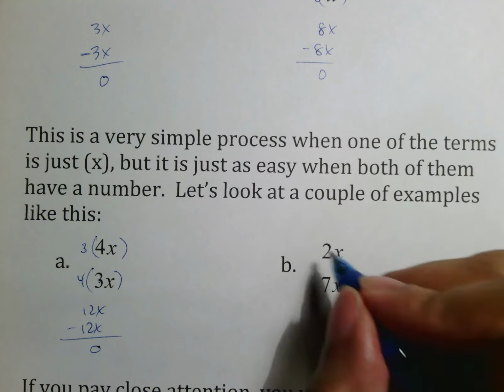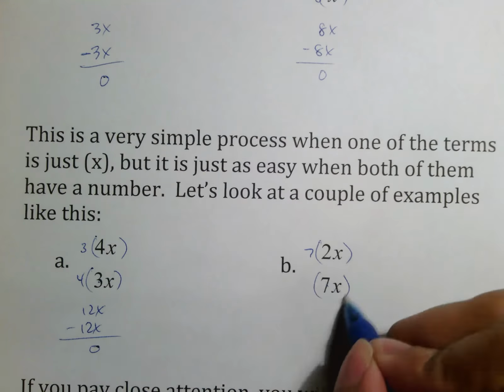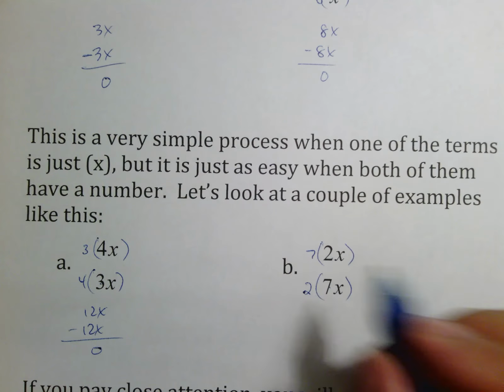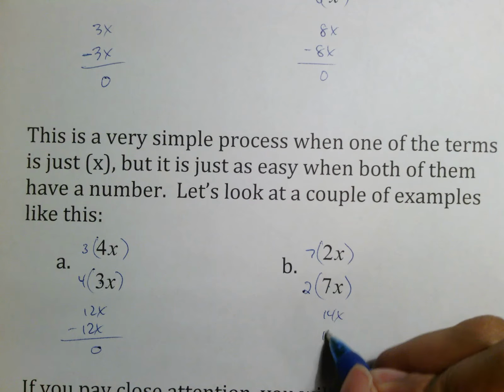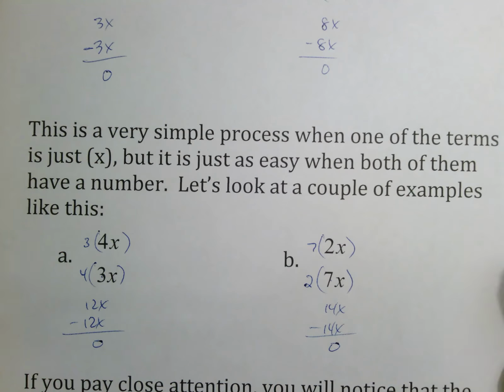It's that easy. So here you look and say there's a 7 on the bottom, I'm going to bring it up. There's a 2 on the top, I'm going to bring it down. Both of these turn into 14x. Switch the bottom sign. You end up with 0. That is how easy elimination is.